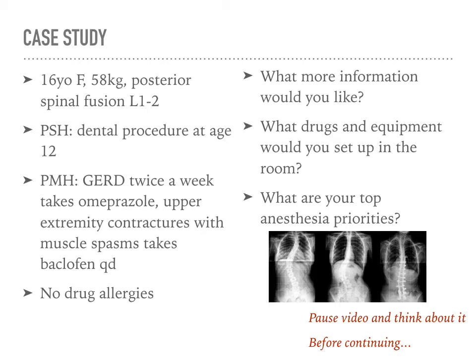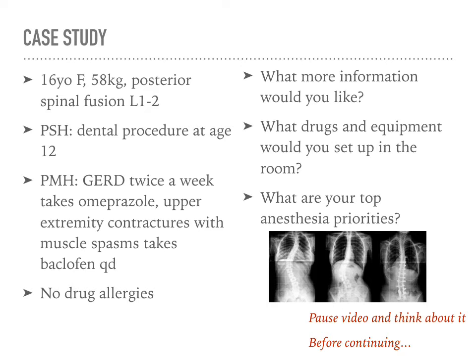The equipment you want in the room, definitely, we're expecting a difficult airway. So have a GlideScope in the room, a Mac and a Miller blade, have a bougie ready, and have drugs set up for rapid sequence intubation. Top priorities would definitely be safely securing the airway and preventing any aspiration during induction.